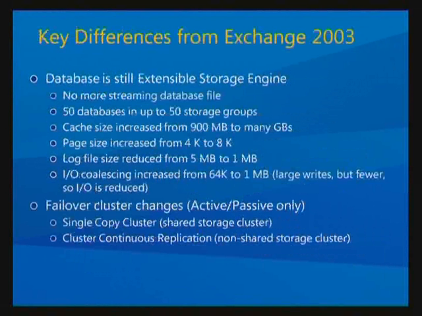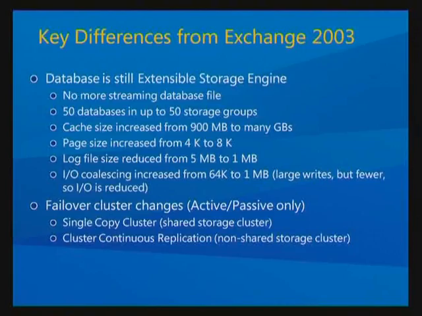Okay, some of the key differences beyond moving to 64-bit and beyond scaling out storage groups and whatnot, we have made some key architectural changes in our database engine, in the extensible storage engine. For one thing, there's no more streaming database file. The reason for that is the streaming database file was where the content conversion would take place. Messages would come in MIME format into the store, and they would sit in the streaming file until they were touched with a MAPI client, such as Outlook. At that point, the store was doing the content conversion and promoting that content into the MAPI store, into the EDB file, and getting rid of the copy in the streaming file.